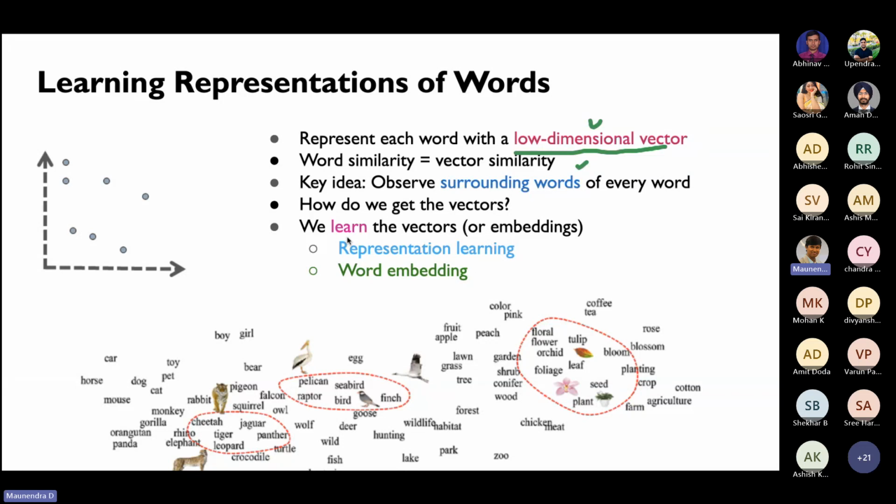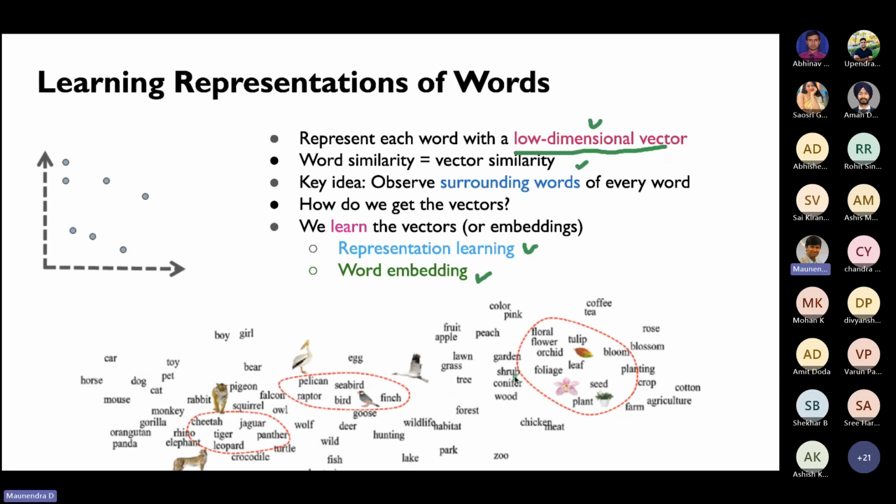Now these vectors are also called embeddings because we're embedding the words in a large vector space. So the mechanism of learning these vector representations or embeddings is called word embedding, and it is a specific kind of representation learning because we are learning the representations of the words in the vector space.